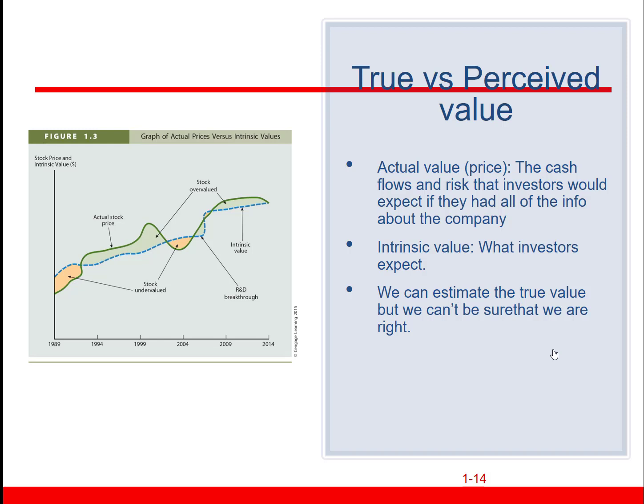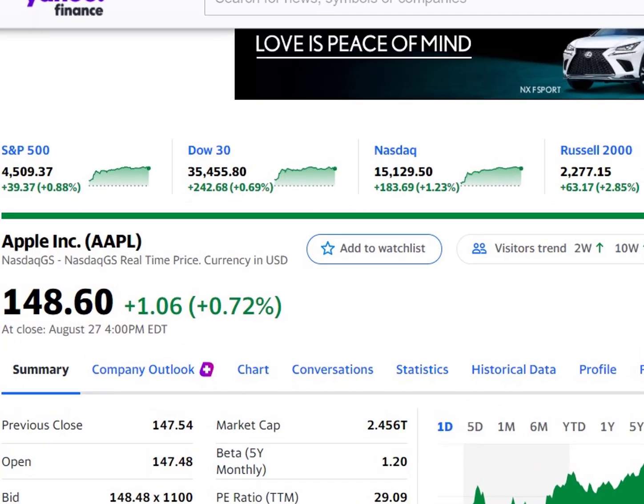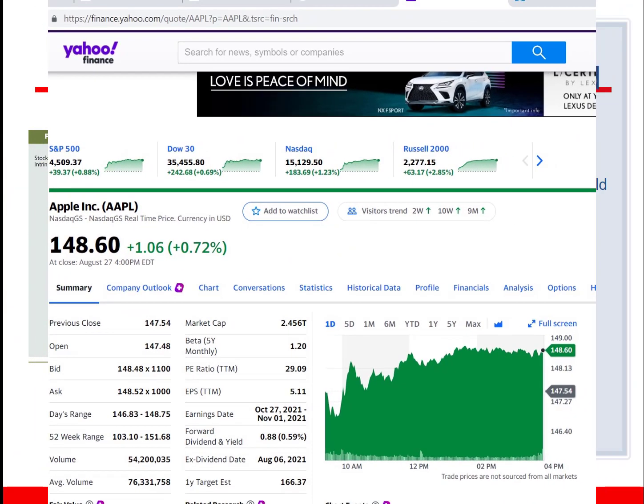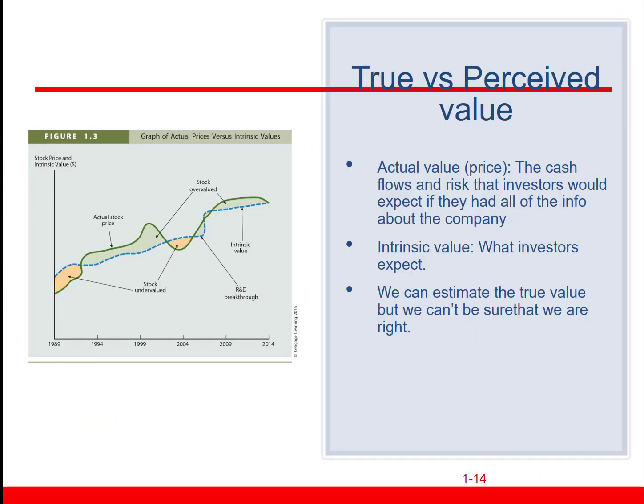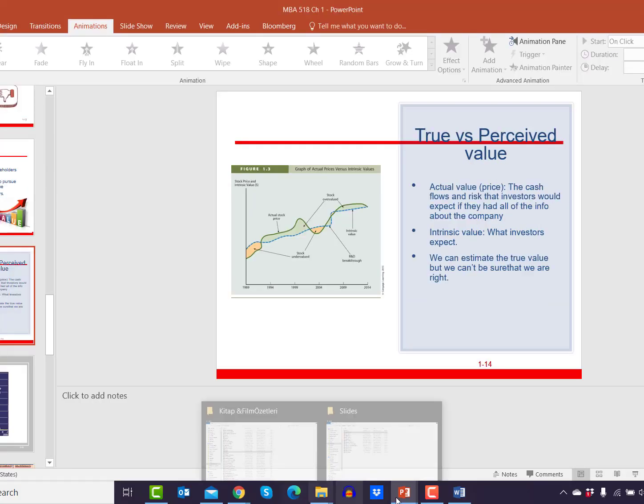When we are talking about the value of any company, we should bear in mind the definition of these two concepts. The first one is actual value. The second one is intrinsic value. So actual value is in fact the price of the company. Whatever price you see on financial charts or Yahoo Finance, it's called actual value or price. It's the cash flows and risk that investors would expect if they had all the information about the company. But we do not always have all the available information about the company. That's why we should define the intrinsic value.